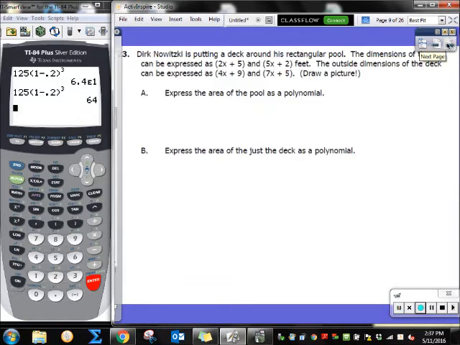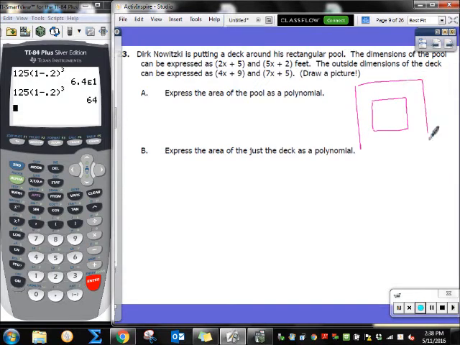23, Dirk is putting in a deck around his rectangular pool. The dimensions can be expressed by 2x plus 5 and 5x plus 2. The outside dimensions of the deck can be expressed by 4x plus 9 and 7x plus 5. The easiest thing to do is draw a picture. So here's the pool.